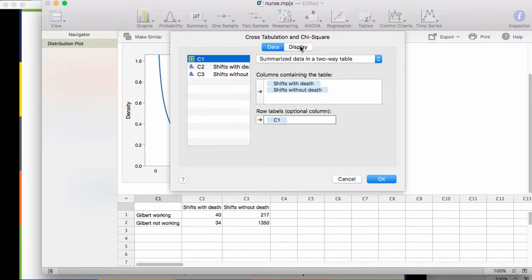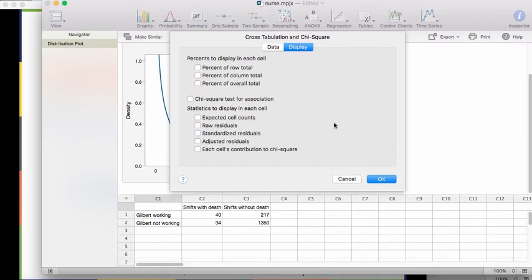What we're going to do next is look at the display. There's a lot of things that we can choose. We're going to do a chi-squared test for association. We're also going to look at the expected cell counts, because that will also be very revealing. So we're going to run the chi-squared test. It's good to also include the expected cell counts when you do it. So here we go. Press OK.